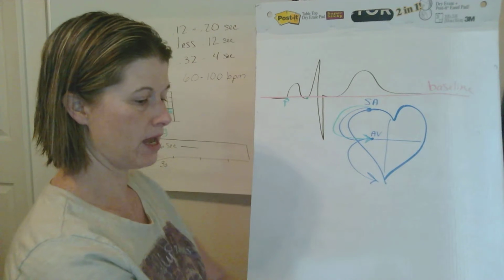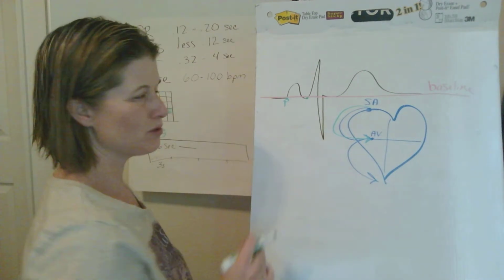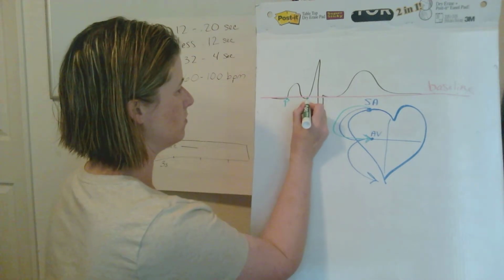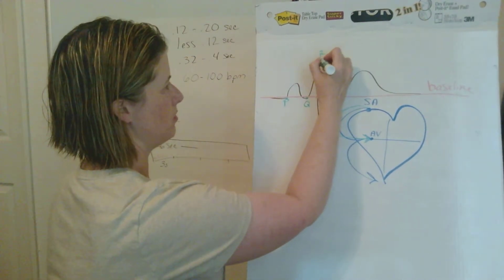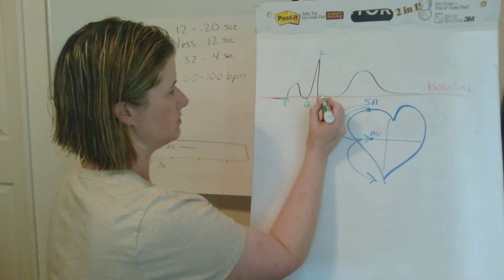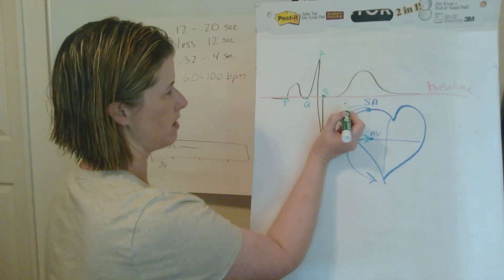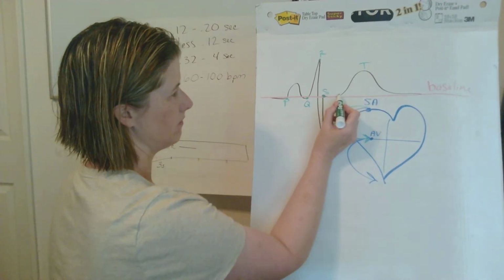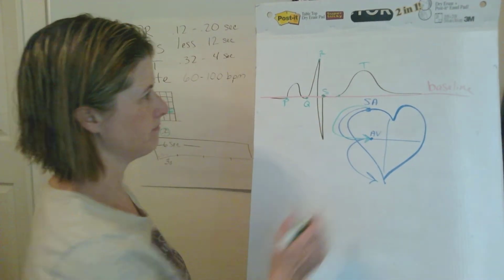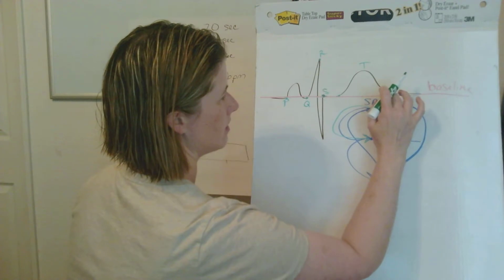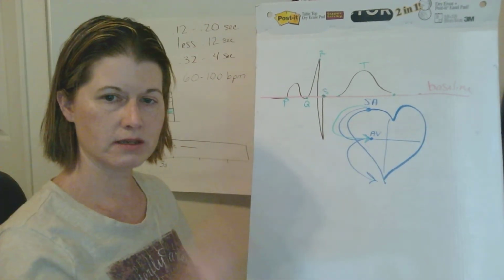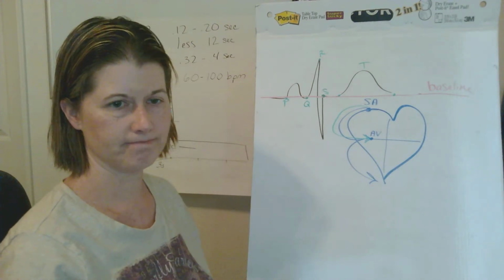So this is your P wave. It's really a P to Q. These things are not named properly, okay? This is your Q. This is your R up here, okay? This is your S where it's come back to baseline, and this is your T wave here, okay? And then it comes back to baseline here, all right? So that is your PQRST.